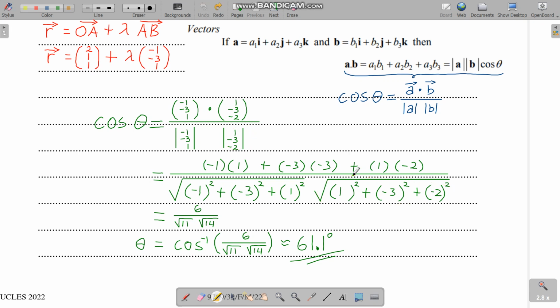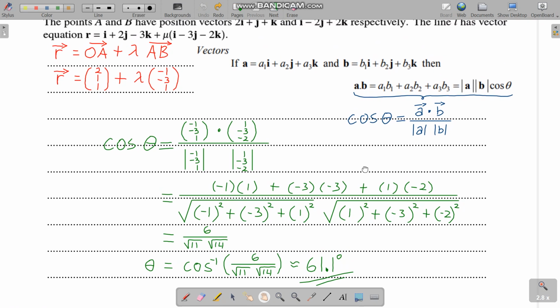So from here we use a calculator. From the top we have 6, and from the square root here you get 11, and this is 14. And since we are looking for theta, not cos theta, we still have to do inverse cos. This is still cos theta, this is now the angle theta. Using a calculator you get 61.1 degrees.